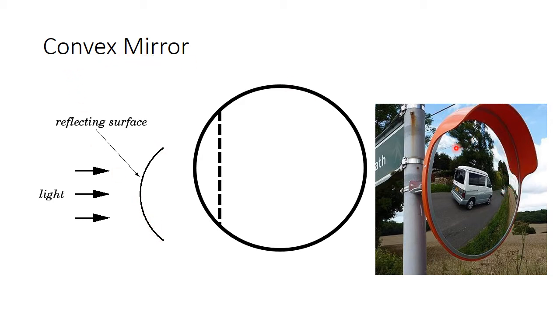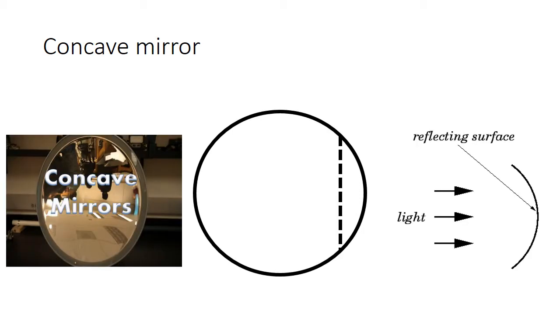This is the example of a convex mirror where the reflection is taken from the outer bulged surface. Next is your concave mirror. When the reflection takes place from the inner part of the hollow sphere, from this inside part of the hollow sphere, in that case, such mirror will be known as your concave mirror.